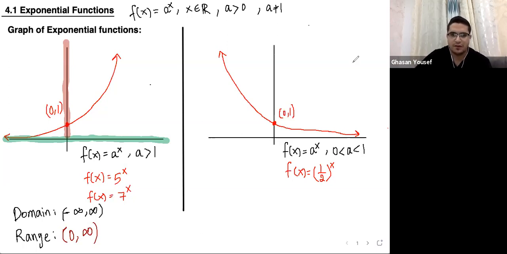By the way, what is the asymptote for this function? What is the horizontal asymptote?